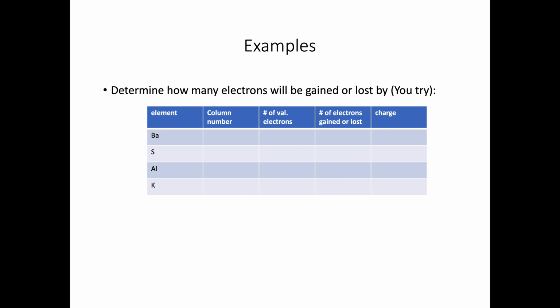Right? Did you try it? Let's see how you did. Okay, first thing you want to do is find it on the periodic table. Look at the column number, how many valence electrons, right? And just as, like I said, it's a map.